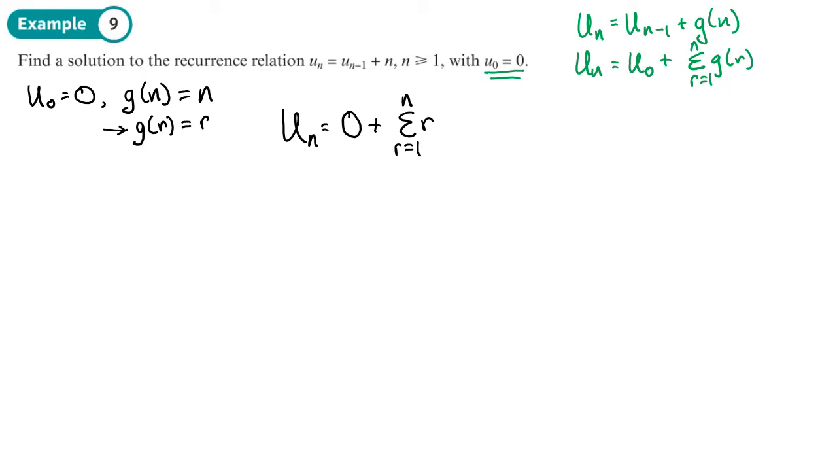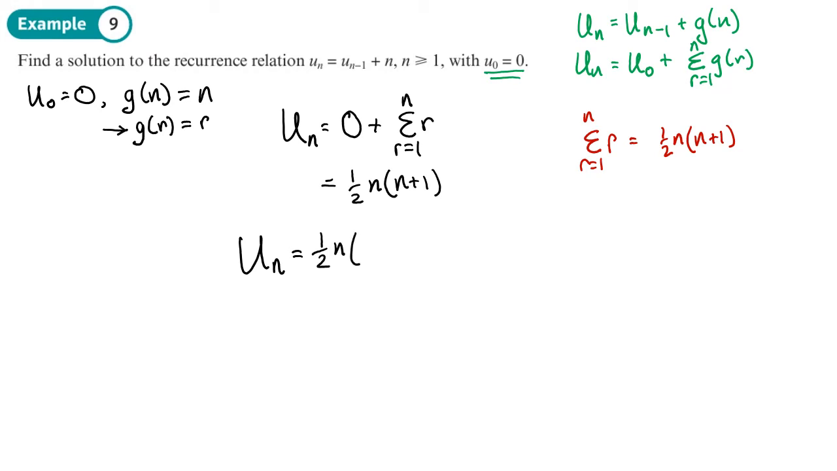Now from core 1, you'll know that the sum of r from r equals 1 to n is equal to half n times by n plus 1. So that's what we're going to use for this part here. So this equals 0, don't need to write down, so it's just going to be half n times by n plus 1. So there we have our general solution, or closed form, un equals half n times by n plus 1.